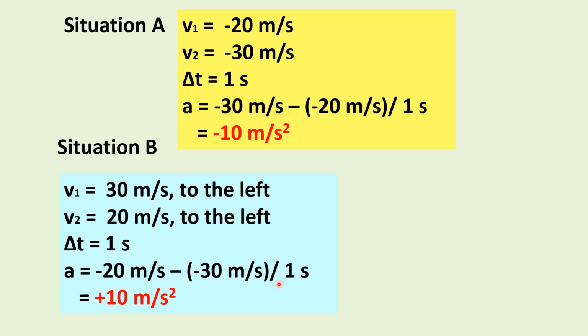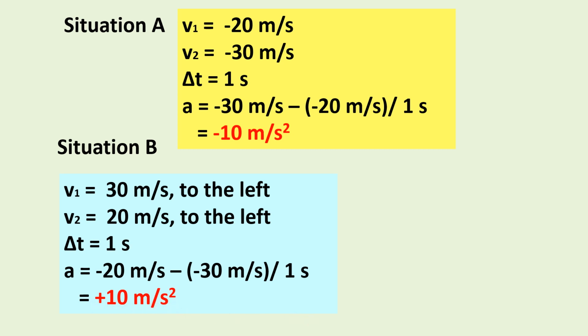When you do your algebra, you will get an acceleration that is positive. Alright, positive 10 meters per second squared, because when we subtracted negative 20 minus negative 30, this actually becomes negative 20 plus positive 30. And that gives us the delta v to be positive 10 meters per second. We divide it by 1 second. That's how we got a positive acceleration of 10 meters per second squared.